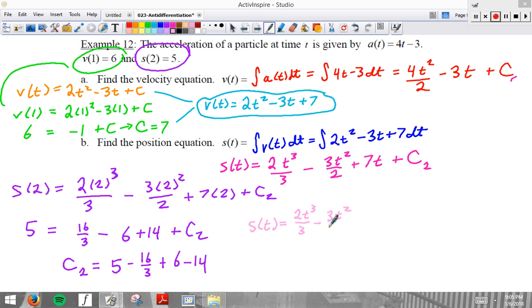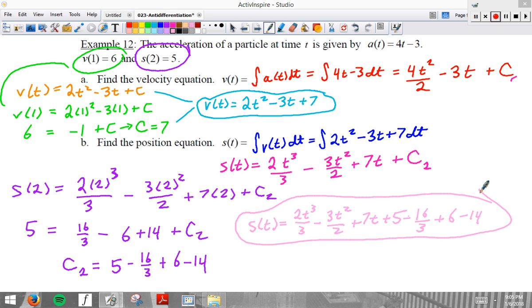3t squared over 2 plus 7t plus 5 minus 16 thirds plus 6 minus 14. That is a completely acceptable answer on the AP test. That is a completely acceptable answer on my tests.